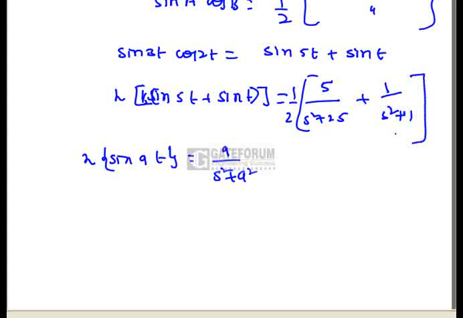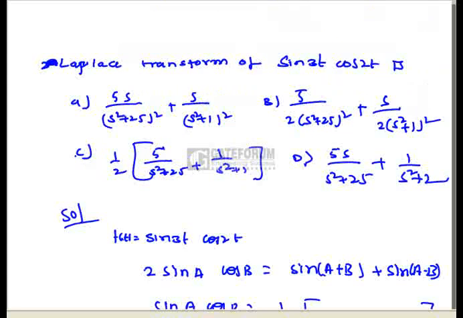So the answer will be 1 by 2 times [5 by (s square plus 25) plus 1 by (s square plus 1)]. If you go through the options, it will be option C. Option C is the correct answer for this problem. The first important thing is to recall this trigonometric equation. If you know this equation, the answer will be very simple. Otherwise it is not simple.